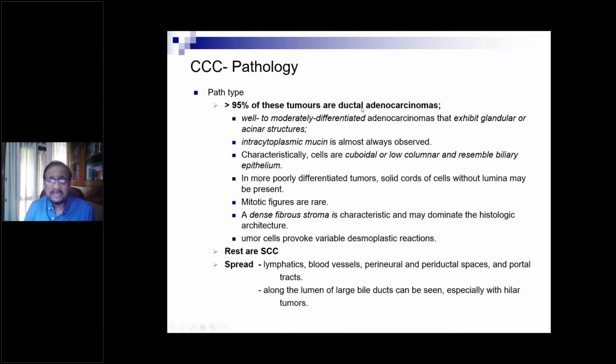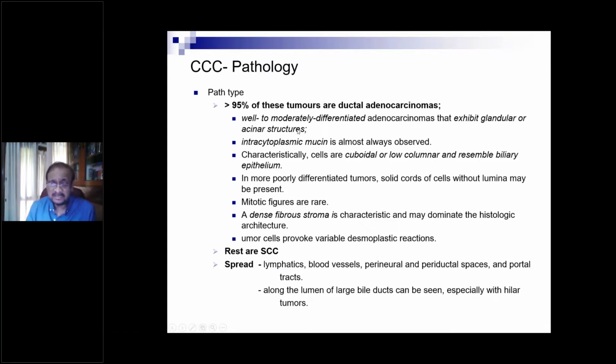What is the pathological type? Ductal adenocarcinoma, almost 95%. 5% could be squamous cell carcinoma. So 95% ductal adenocarcinoma, usually well to moderately differentiated adenocarcinoma, which is perhaps the only redeeming feature. It's not poorly differentiated; it's probably well to moderately differentiated, where you can see the glandular or acinar structures still maintained. They're still preserved.